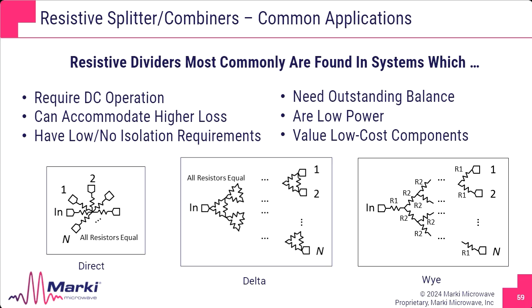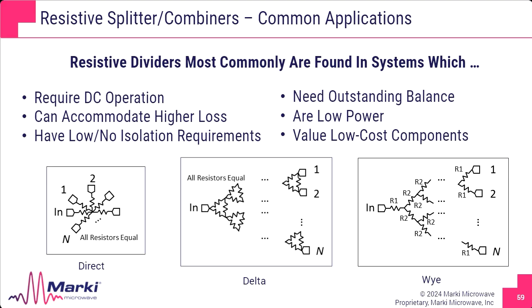Lastly, systems that value low cost components will use resistive dividers because, as I said, it is often more cost-effective, if you need high-frequency coverage, to just buy a resistive divider than spend the engineering time of designing one and getting through all of the challenges that we laid out.